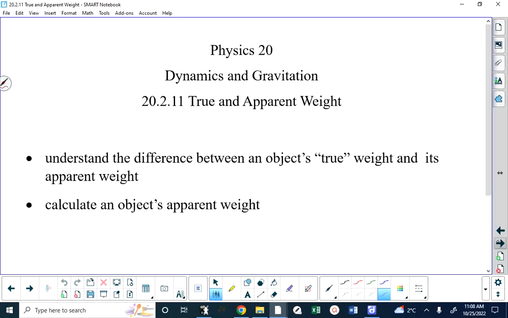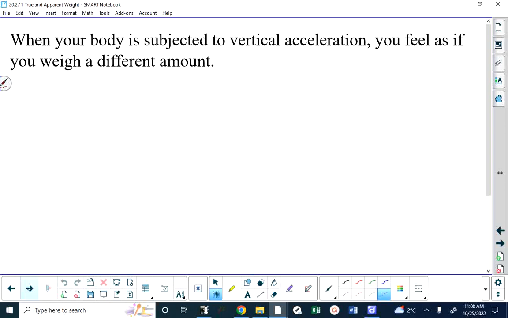But there's this thing called apparent weight, and we're going to have to talk about the difference between the two, and then we're also going to be doing calculations with it. When your body is subjected to any kind of vertical acceleration, you feel a different weight. I'm assuming we've all been in an elevator.